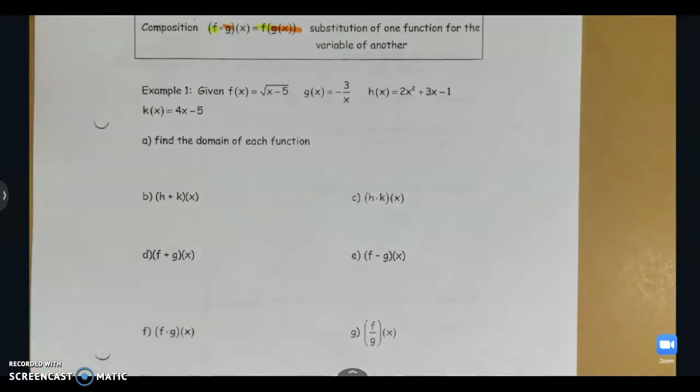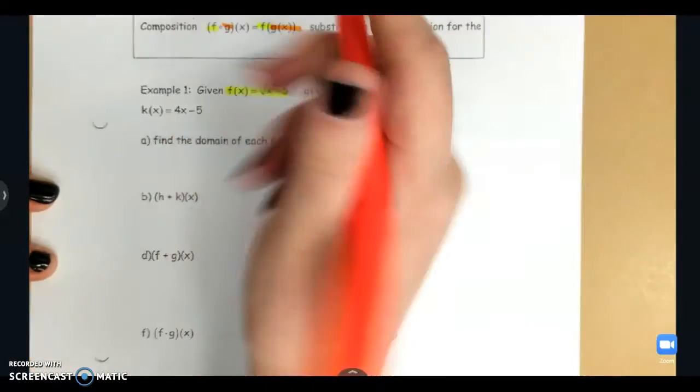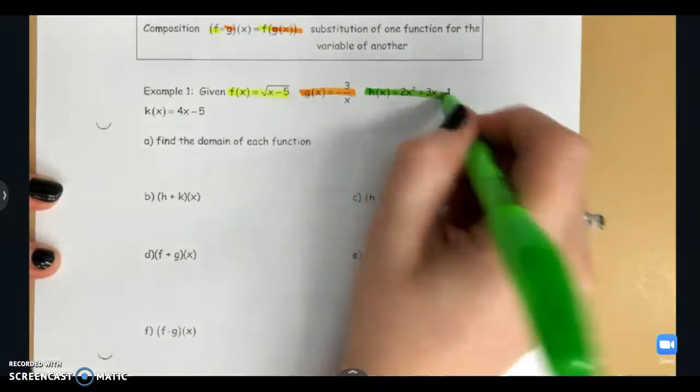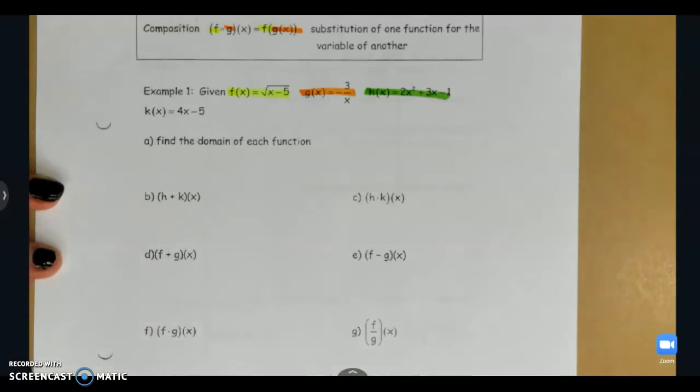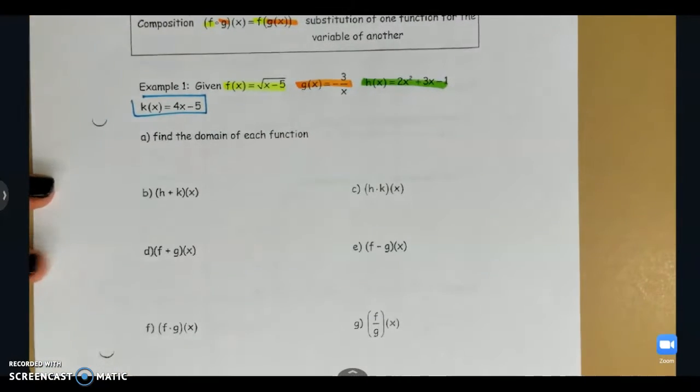So first, starting with this example 1, I'm going to color code my functions because I do have 4 of them here. So I've got f, g, h, and k. And the first thing it wants me to do is find the domain of each function.